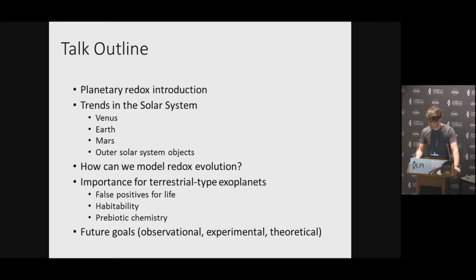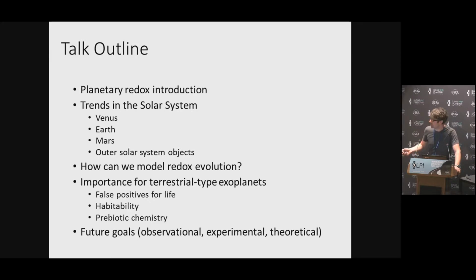So I'm going to begin with some real generalities, and I want to do this in the spirit of people coming from lots of different backgrounds here. Once I've done that, I want to discuss some actual data first off. So we're going to talk about trends in the solar system based on what we know already, starting with Venus and then moving outwards, all the way to some outer solar system objects, so Titan and Ganymede.